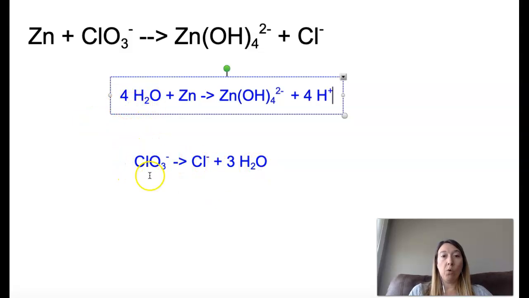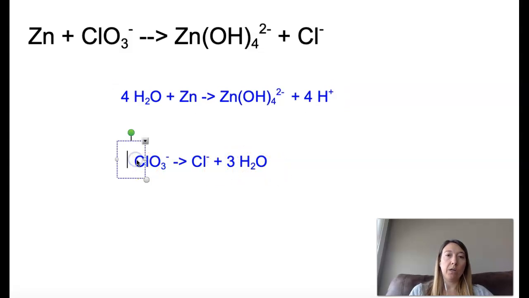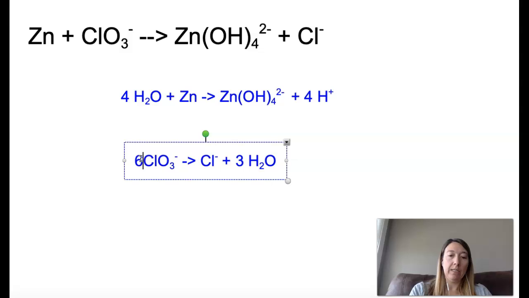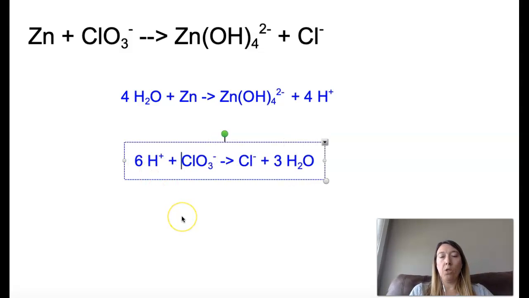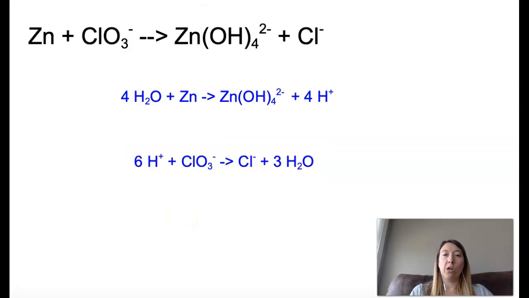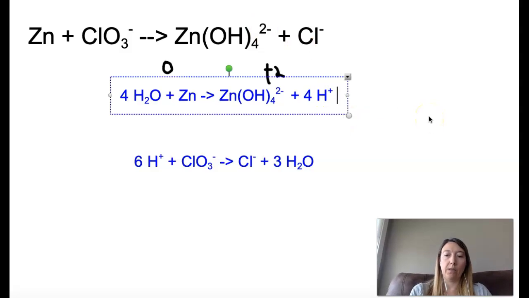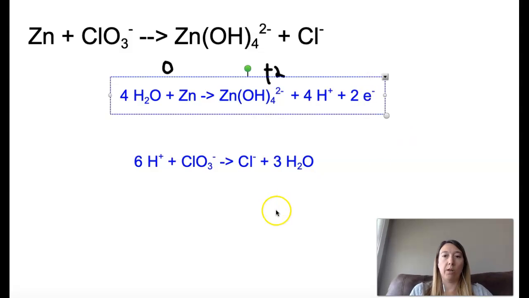Okay, in this one, we have no hydrogens over here. We have 3 times 2, so 6 on this side. So we are going to add 6 hydrogen ions to this side, okay? So now that we've done that, we need to count out our charges. This side has no charge. This side has -2 plus 4, so it's sitting at +2, which means we need to add 2 electrons over to this side, so +2 electrons.